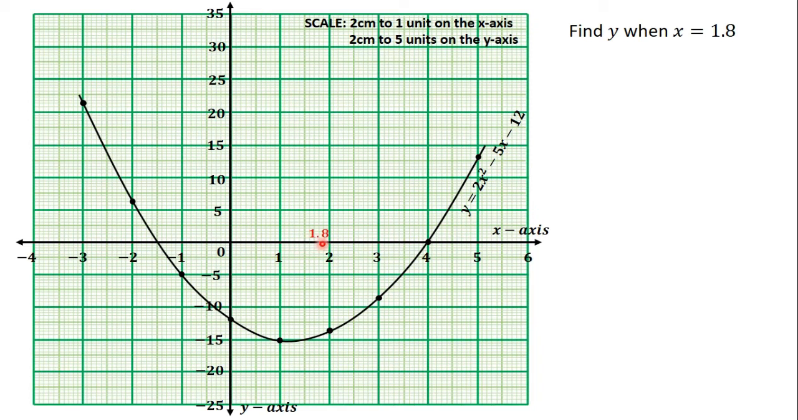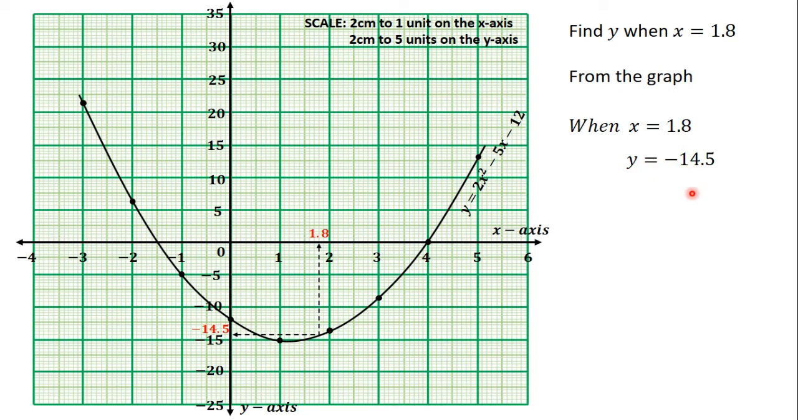After locating 1.8, you trace it to meet the curve. So you draw a vertical line from 1.8 to meet the curve. Then from where it meets the curve, you trace it to the y-axis and you read the value there. On my graph, the value here is minus 14.5. It means that from the graph, when x is equal to 1.8, y is equal to minus 14.5.